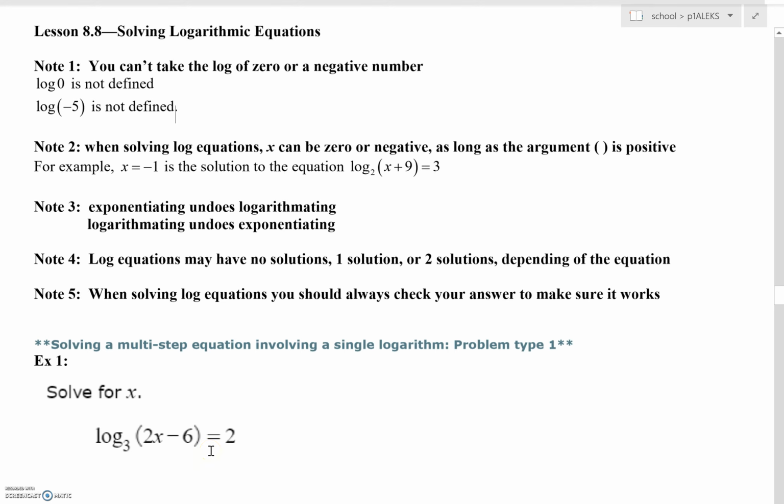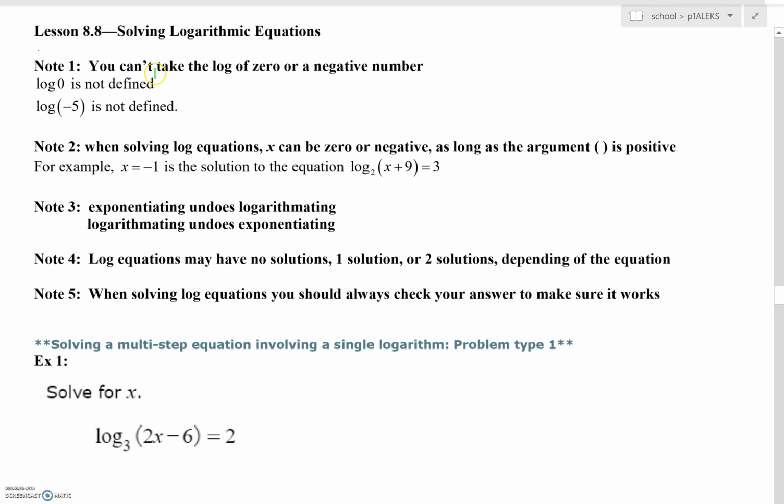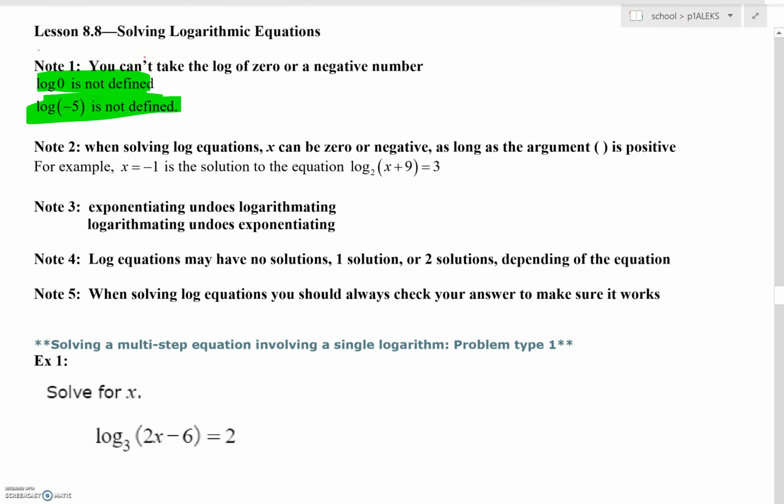Algebra 2, Lesson 8.8, we're going to be solving logarithmic equations today. And notice what we have at the top here for note number 1. Very, very importantly, you can't take the log of 0 or of a negative number. More to the point, inside of the log, you cannot have negative numbers or a 0. Answers, however, could be negative.